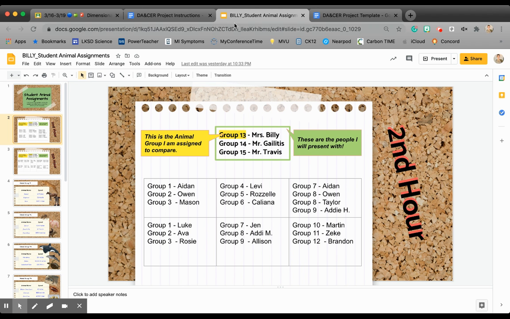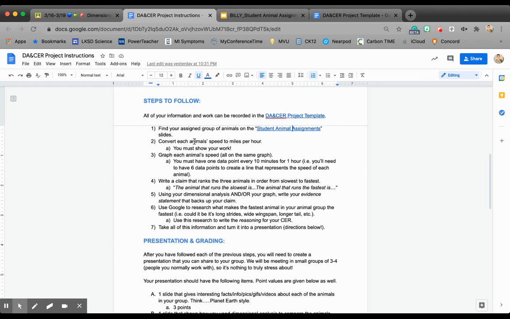So once you have your animals, then you go back and you say, okay, what do I need to do with them? Step number 2, convert each animal's speeds to miles per hour.